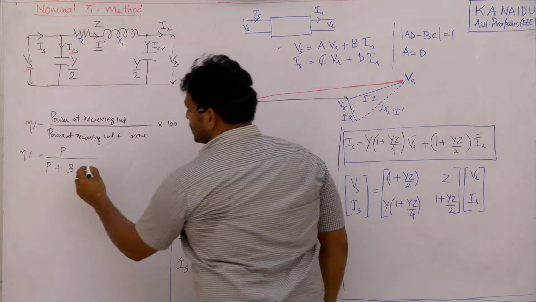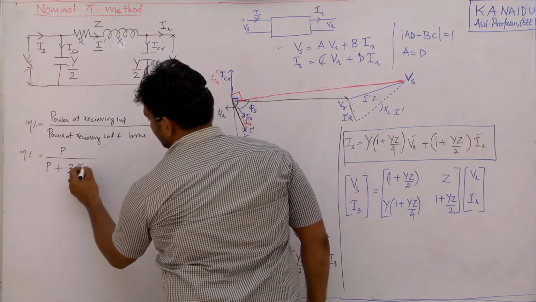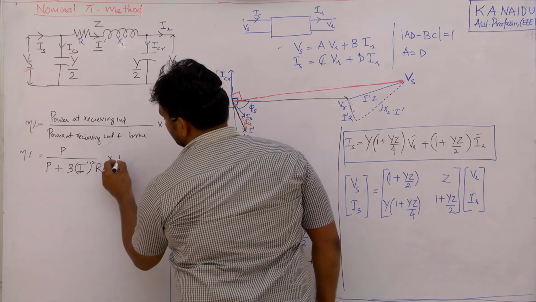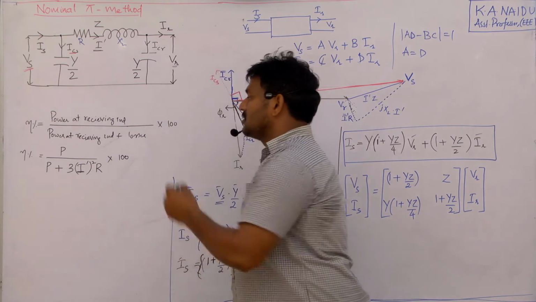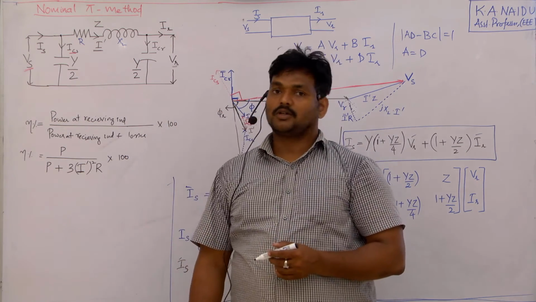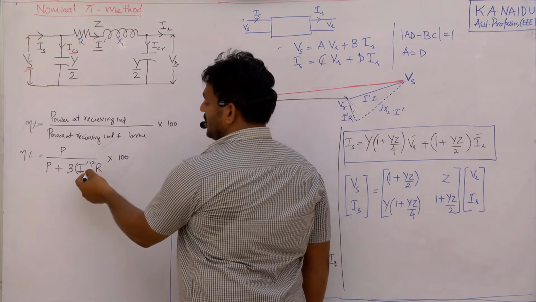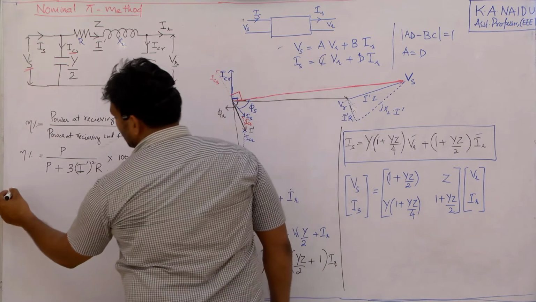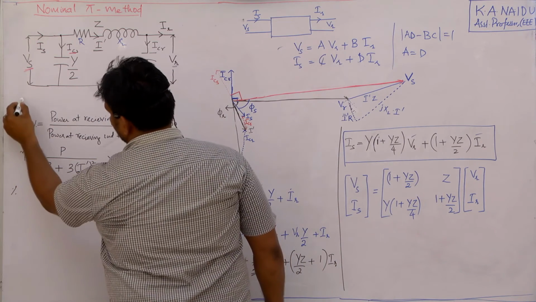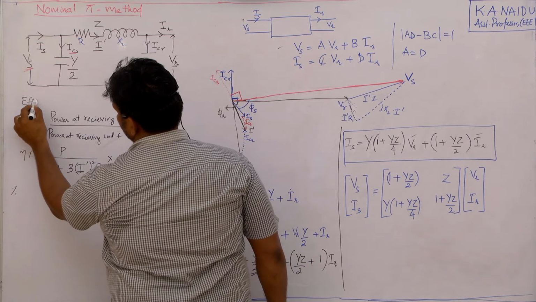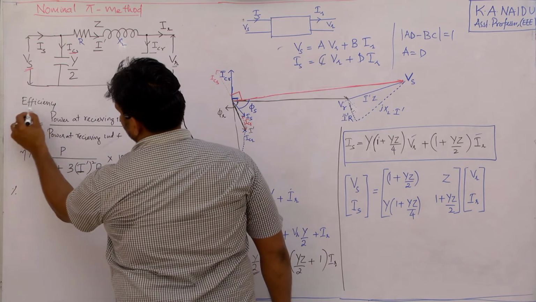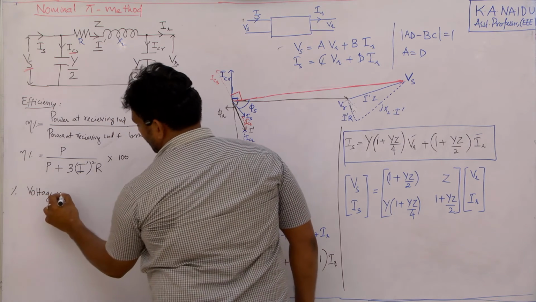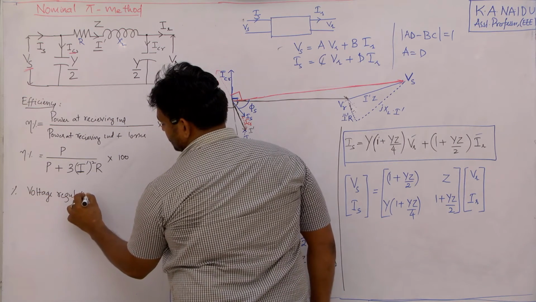So you have to substitute I dash square multiplied by R, which gives the total copper loss in the transmission line. Okay, so this is the losses, 3 into I dash square into R. Okay, next you have to calculate what is percentage regulation. This is efficiency, voltage regulation.